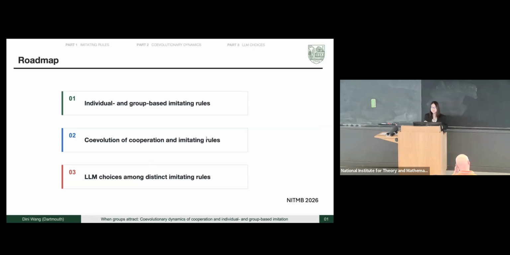I organized this talk into three parts. First of all, I will talk about how we define the individual and group-based imitation rules. After that, I will show the co-evolutionary dynamics of cooperation and those imitating rules. Finally, I will give brief LLM-based extensions about how LLMs choose these imitating rules.